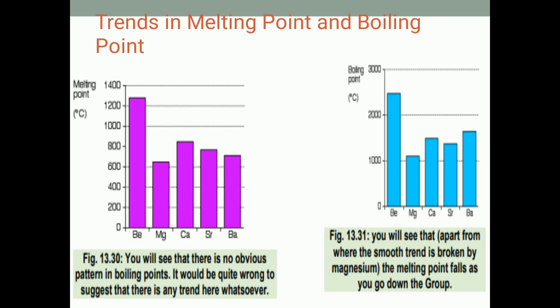Now you will see the trend in melting and boiling point. You will see in this graph that, apart from where the smooth trend is broken by magnesium, the melting point falls as you go down the group. While there is no obvious pattern in boiling point, it would be quite wrong to suggest that there is any trend here whatsoever.